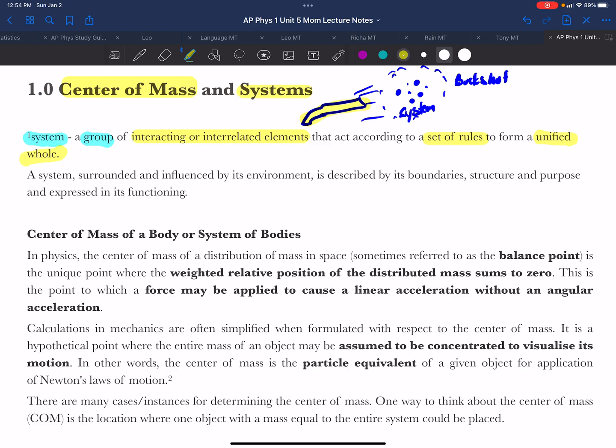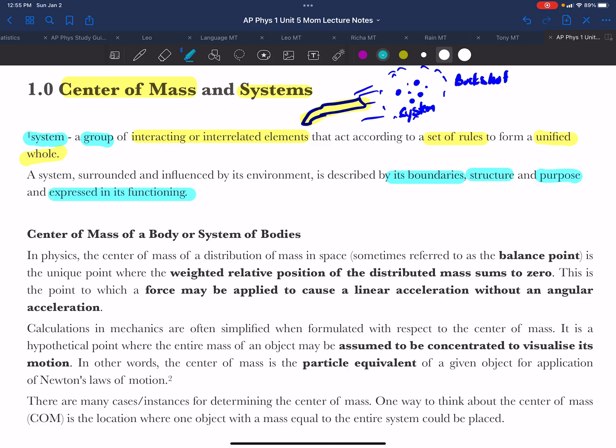So system. Let's go a little further with system. A system is surrounded and influenced by its environment. It's described by its boundaries. Notice in this picture with the shotgun, I drew a boundary around it and said it's just these particles. You know, the trees and the leaves and the birds flying around, they exist in the environment, but they're not part of the system as we study them. It's influenced by its environment. It's described by its boundaries, structure, purpose, and expressed in its functioning.